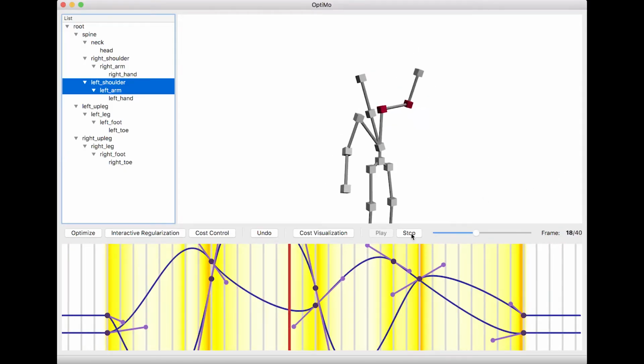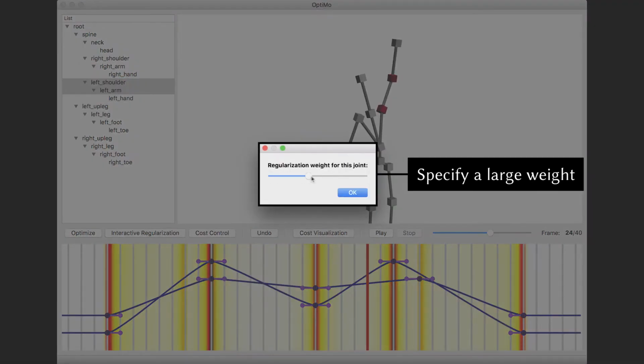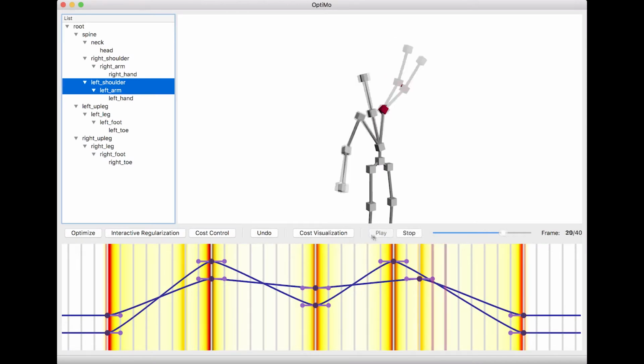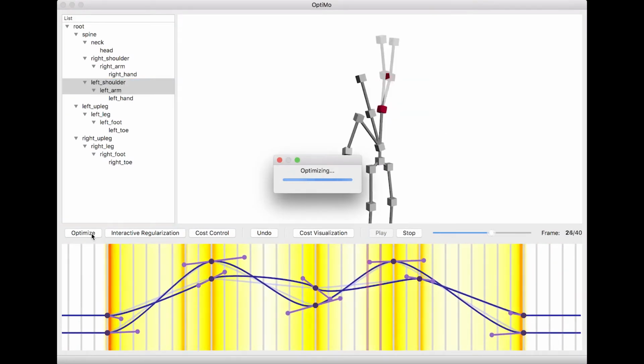Animators can also apply regularization for each joint separately. For example, by specifying a large weight for the elbow joint, the animator can obtain a different motion that preserves the elbow's original motion.